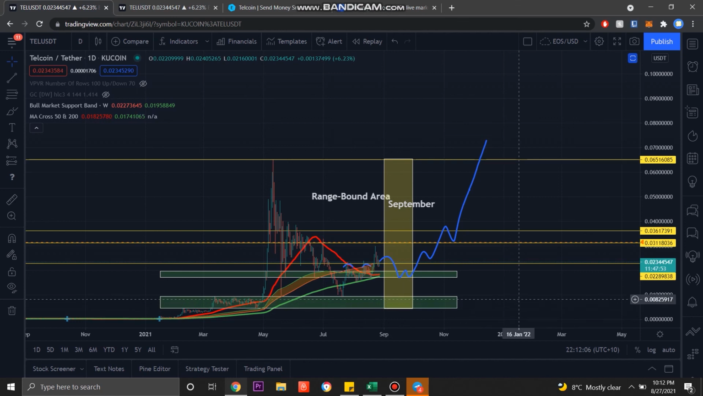Just to summarize, September could be a bearish month where we'll be looking to buy Telcoin in this green box. But if it goes above that box and holds above that box, we'll possibly be looking for coins that are more on the ground than Telcoin.